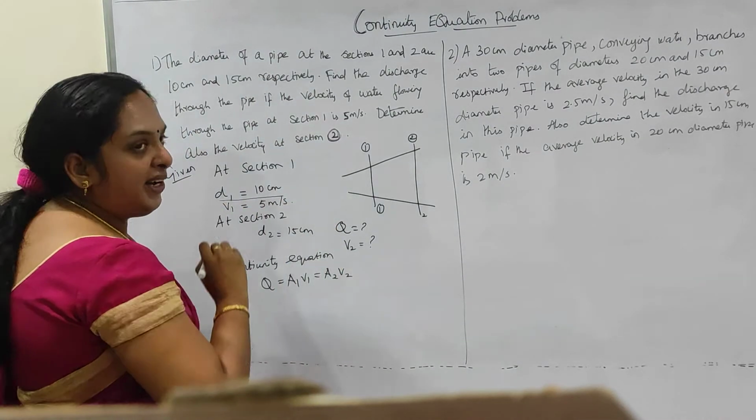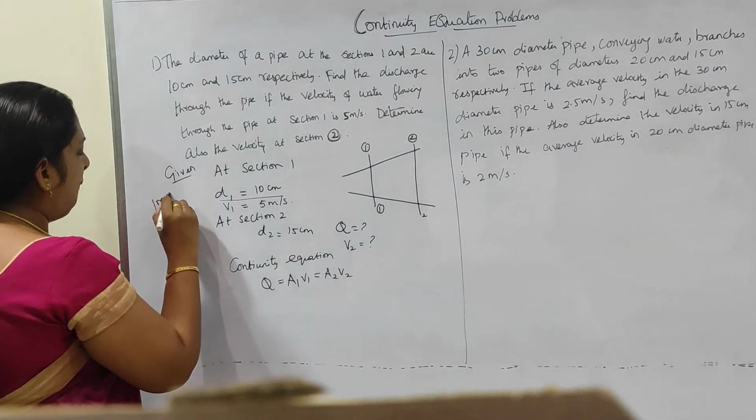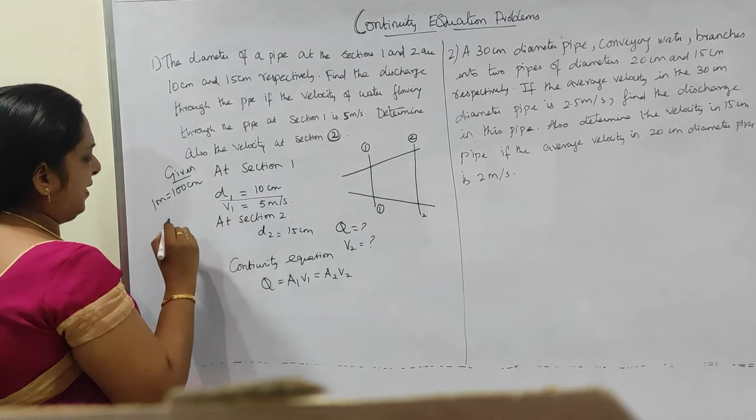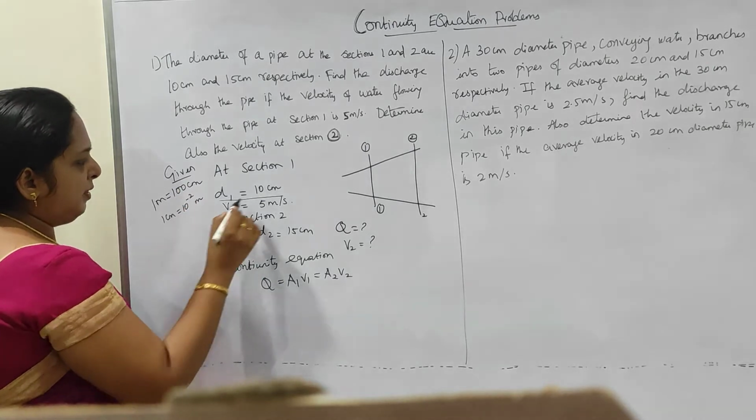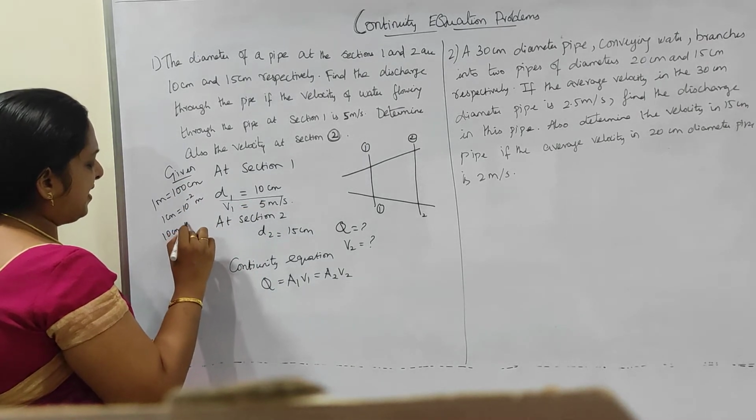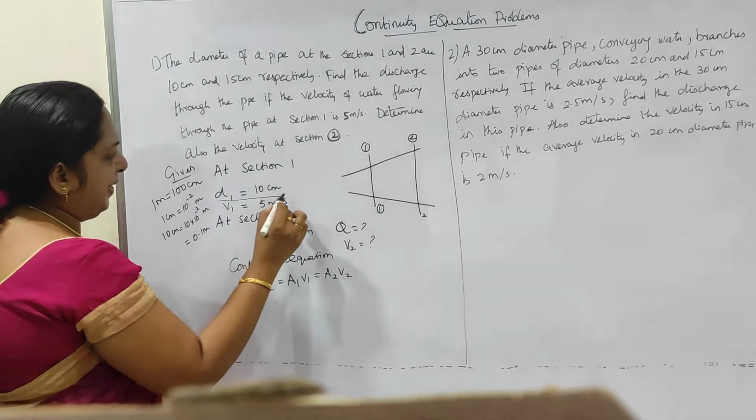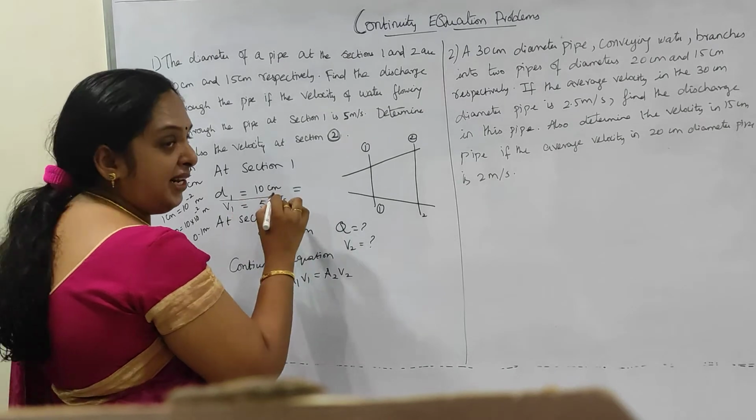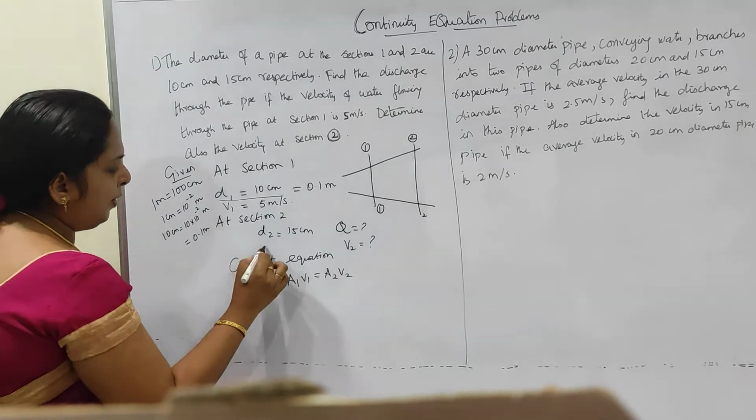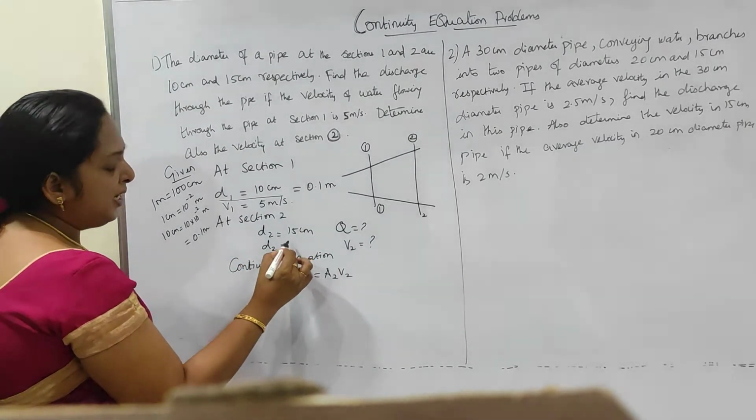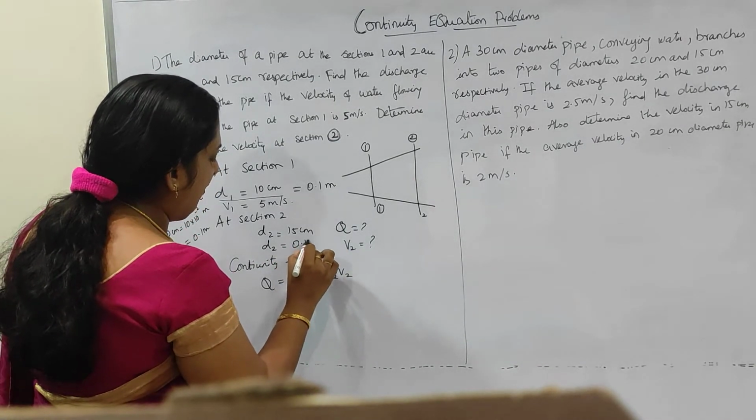Diameter is given as 10 centimeter. First we will convert that in terms of meters. What is 1 meter? 1 meter is 100 centimeter. So 1 centimeter is 10 to the power of minus 2 meters. So 10 centimeter is 10 into 10 to the power of minus 2 meters, which is equal to 0.1 meter. So here I am converting this diameter into meters. It is 0.1 meter. Similarly I am going to convert this diameter also to meters. It is 0.15 meter.